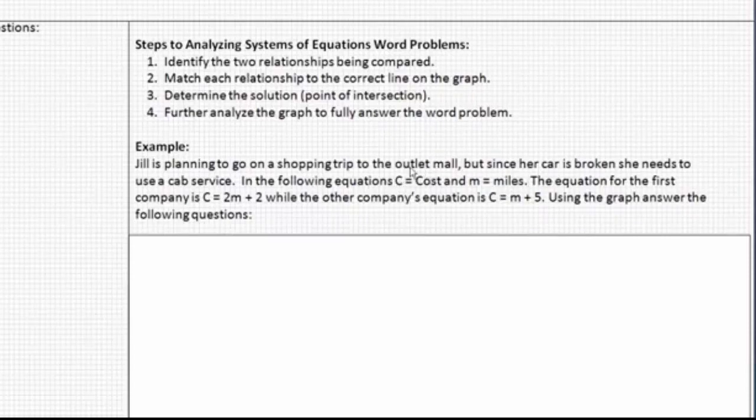Well, it tells us C equals cost, so we're looking at the cost, and we're looking at the cost for 2 different cab services, right? So in identifying the 2 different relationships being compared, we're looking at the cost in relationship to the miles being driven for each of the 2 different cab services.